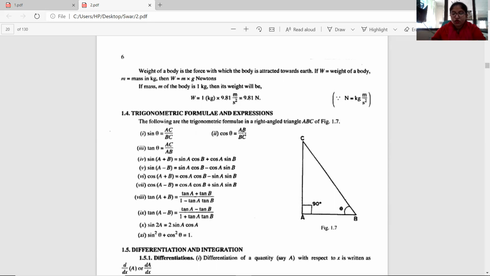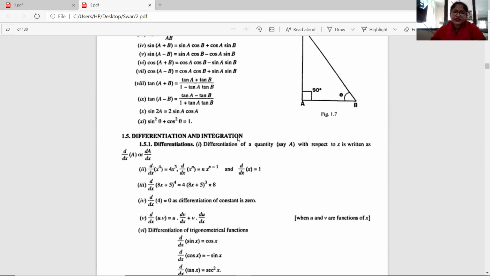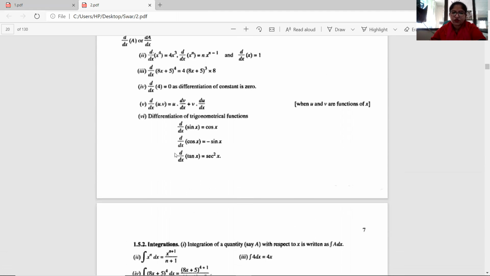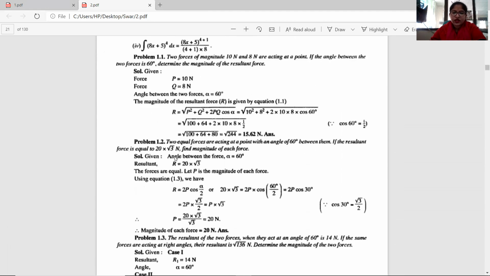which we have to remember all the time when we calculate, when we determine the magnitude of the resultant force, and when we determine the direction of the resultant force. So these are some formulas. Next are some differentiation and integration formulas which we have to know. The next is our first problem.